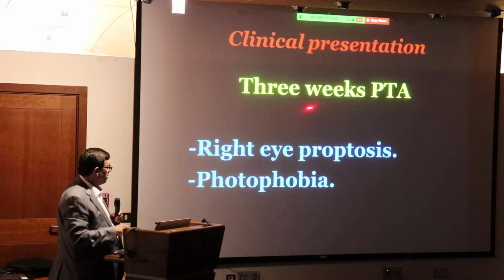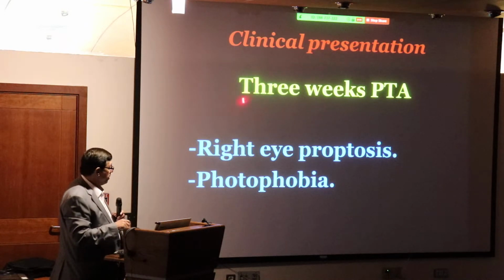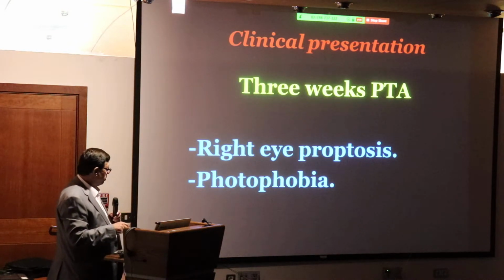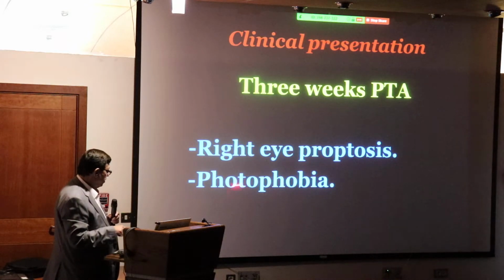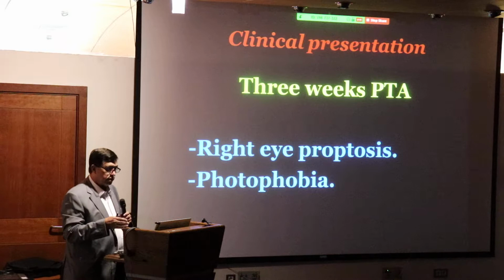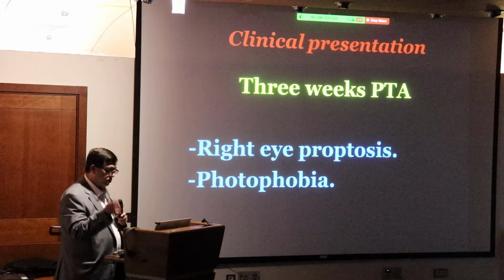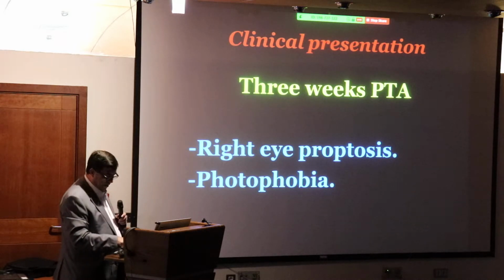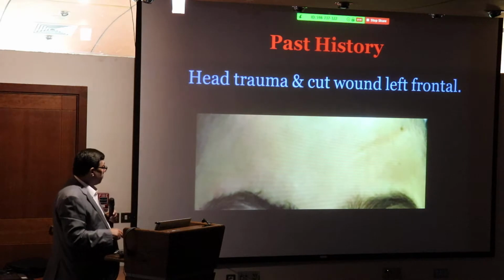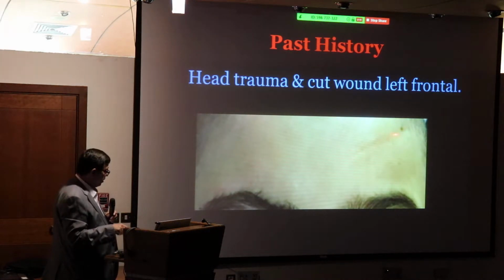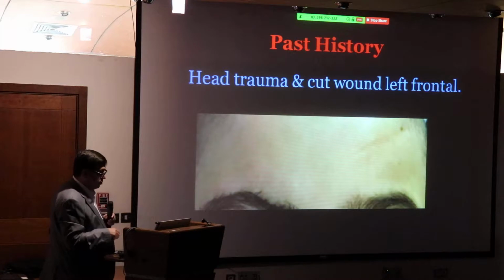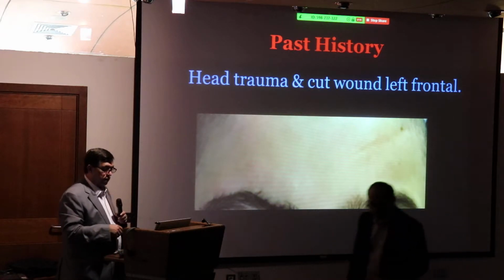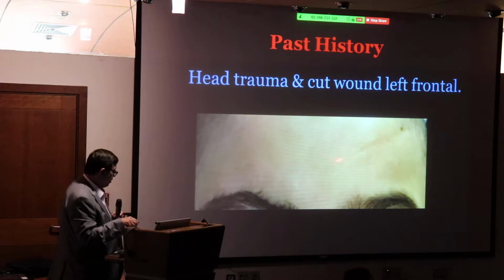The story goes that just 3 weeks before he presented to us, prior to admission, he had right eye proptosis with photophobia. That's the description of his parents. Father and mother say that we noticed this proptosis just 3 weeks before admission. In his past history, there is head trauma in the left frontal area and a cut wound scar. Now, we don't know whether this is related to his pathology or not. We will see. But remember this.